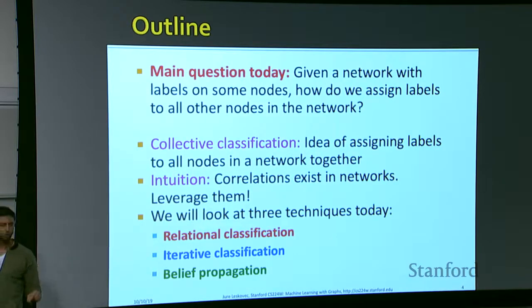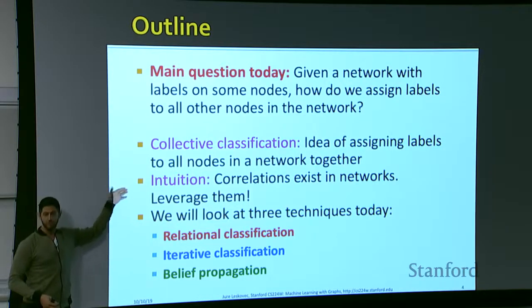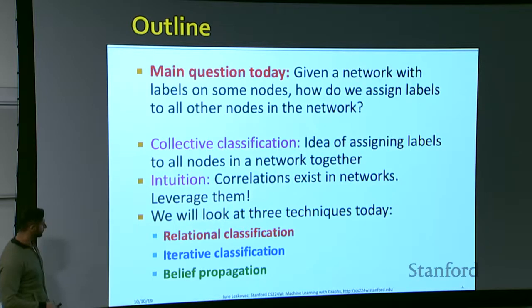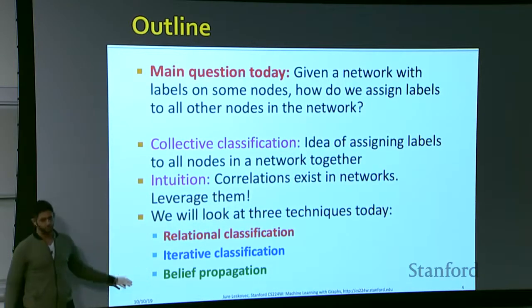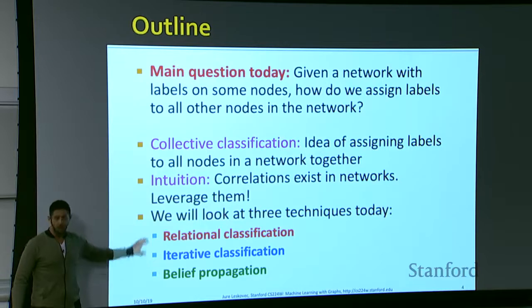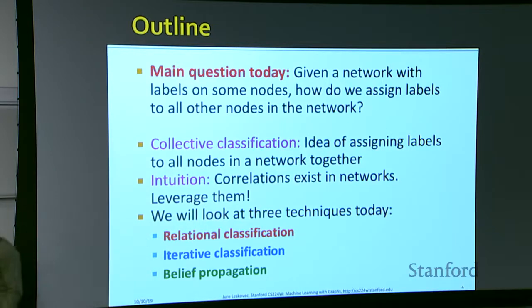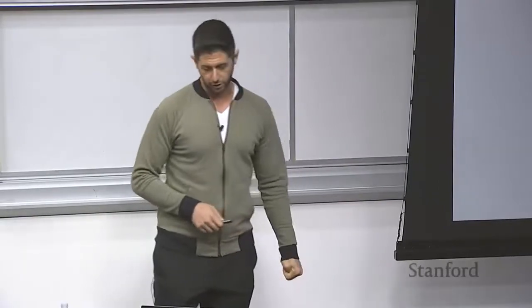Okay, I'm going to go into more detail and explain some examples of these correlations, but the good news is that they exist, so we can leverage them to build a predictor. The three main techniques that we're going to be talking about today are relational classification, iterative classification, and belief propagation, and they are basically in order of how advanced they are. So we're going to start from the simplest one and work our way to belief propagation.